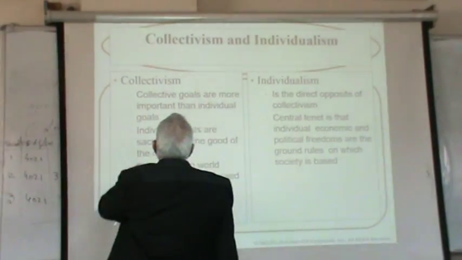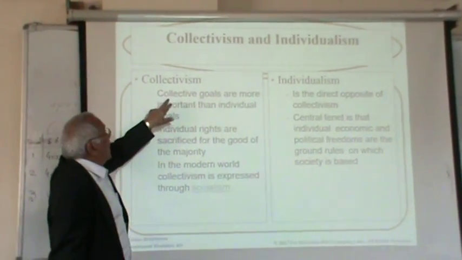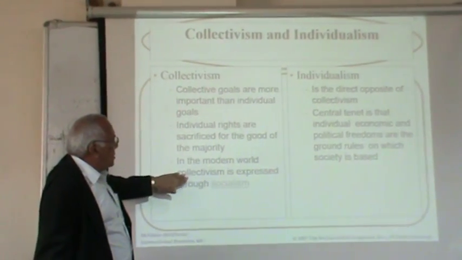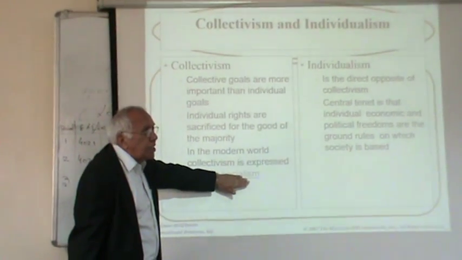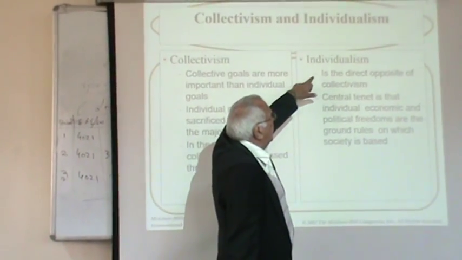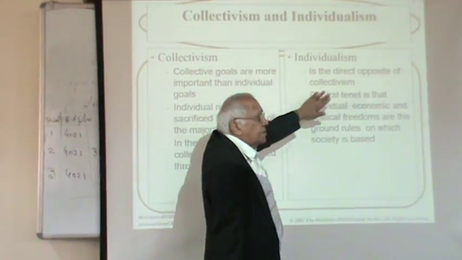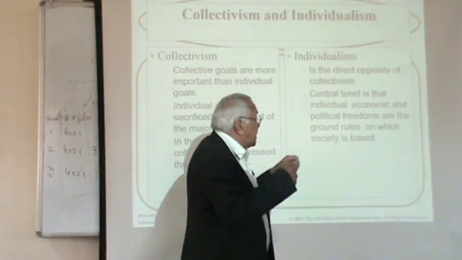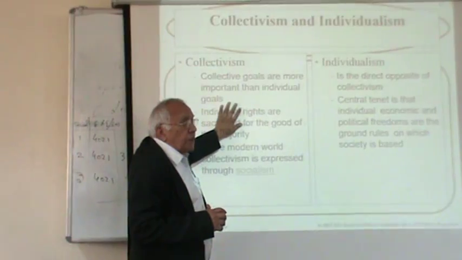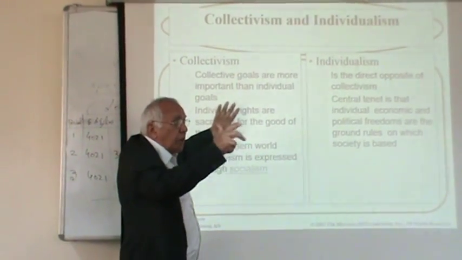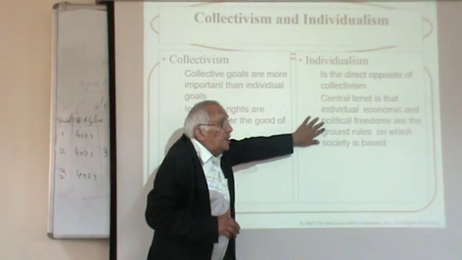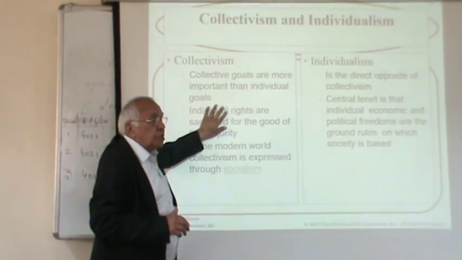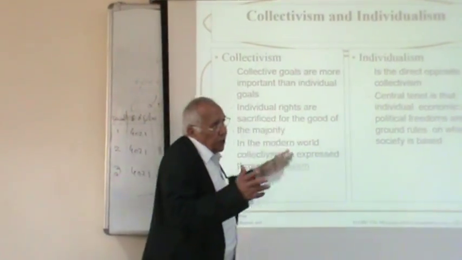In collectivism, collective goals, social goods, are more important than individual goods. Individual rights are sacrificed. And in the modern world, collectivism is expressed through socialism, that is known as socialism. Whereas individualism is the direct opposite of collectivism, where the central focus is individual liberty, the freedom of the individual. And out of this philosophy emerges the form of government. What form of government is there? That philosophy defines whether you give more emphasis to individual liberty, you will have a democratic form of government. If you are giving more importance to the collective benefit, you might have some socialistic form of government.